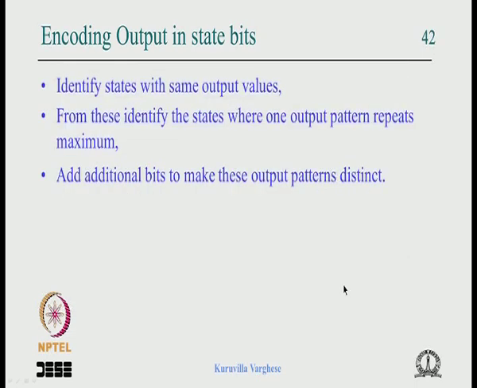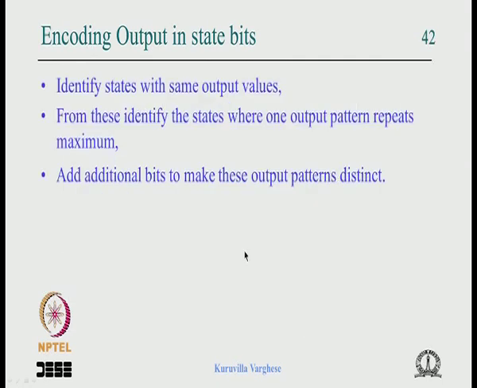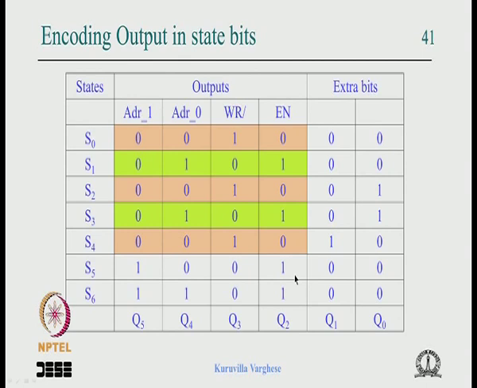So the rule is that you identify the states with the same output values. From these, identify the state where one output pattern repeats the maximum number of times, and add additional bits to make the output patterns distinct. You don't have to worry about whether something is greater than or less than. If you try this algorithm, it will work out, and it's a really good thing to try. The tools may not do it, because we have already seen that the tools normally allow sequential encoding, gray coding, or one-hot coding and things like that.